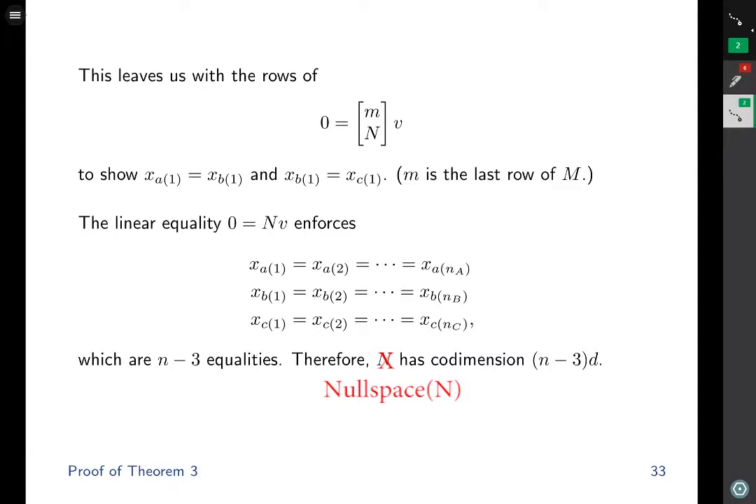This leaves us with the rows of this linear system to show xa1 is equal to xb1 and xb1 is equal to xc1. Remember, lowercase m is the last row of the matrix capital M. The linear equality 0 equals Nv enforces these linear equalities. Again, if we do the counting, these are n minus 3 equalities. Therefore, the matrix N has codimension n minus 3 times d.